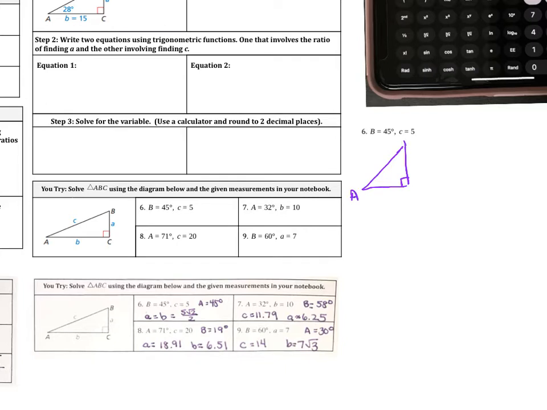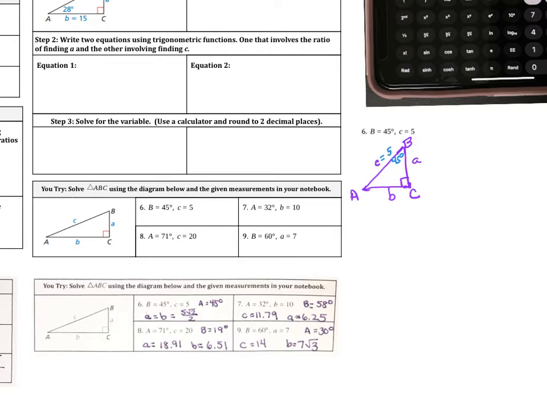So here is A, here is B, here is C. Now the side opposite of angle A is always lowercase a. The side opposite of angle B is always lowercase b. And then the side opposite of angle C is lowercase c. So let's label what we know. Angle B is 45 degrees. Then we know that C equals 5.